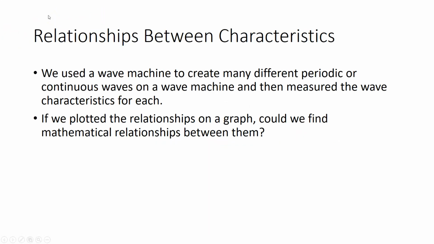So this is going to start by detailing an experiment I used to do in AP Physics 1 and that we used to do in general physics. It ended up taking a long time, but it's an amazing activity. I'm just going to run through the results today. What we did is we used a wave machine, what is that? I'll show you, to create many different periodic or continuous waves, and you know what that is based off of yesterday's discussion, not pulse waves, and then measured the wave characteristics for each.